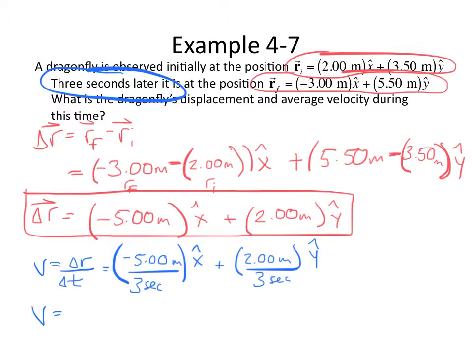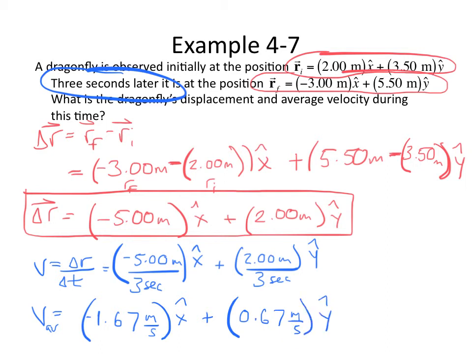Negative 5 divided by 3. All right, so our average velocity is going to be 1.67. Oops, negative, right? Negative 1.67. What units is that? Well, it's meters per second, right? Meters over second. And again, this is the velocity, so that should make sense. Meters per second x hat. And 2 divided by 3, what's that? That's 0.67 what? Meters per second in the y hat direction.